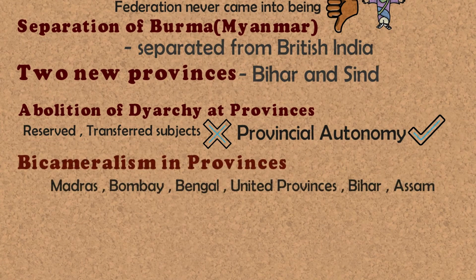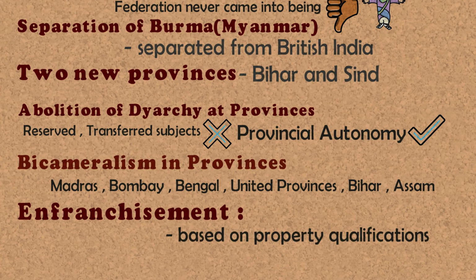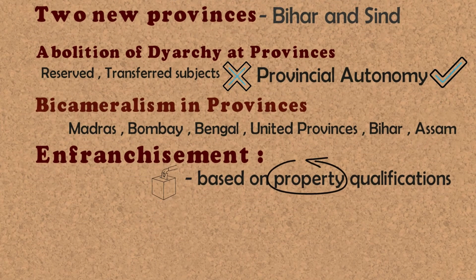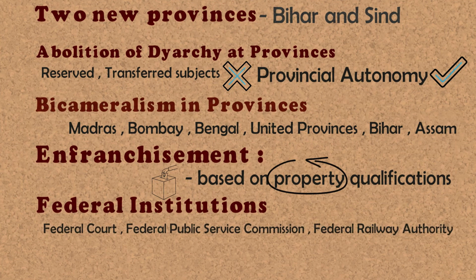Bicameral legislatures were introduced in the provinces of Madras, Bombay, Bengal, United Provinces, Bihar and Assam. Property qualification remained as the main basis of enfranchisement. That is, who could vote in elections was decided on the basis of their property. Even though the Federation did not come into being, Federal Court, Federal Public Service Commission, Federal Railway Authority were established.